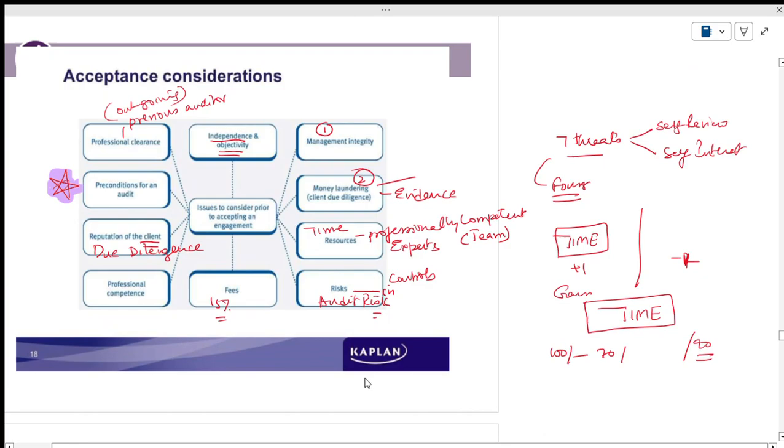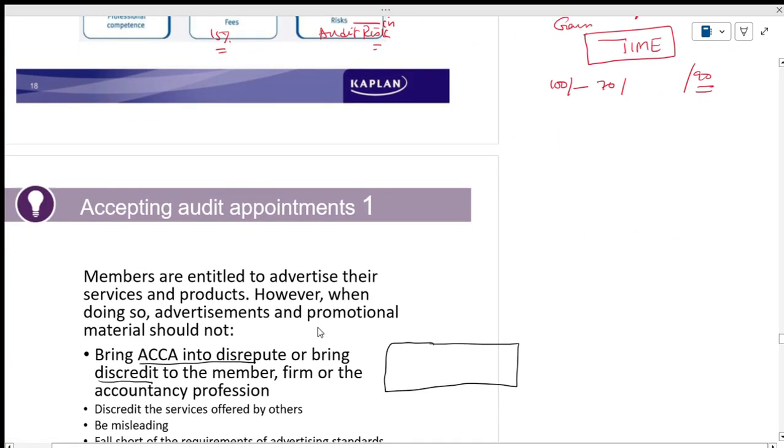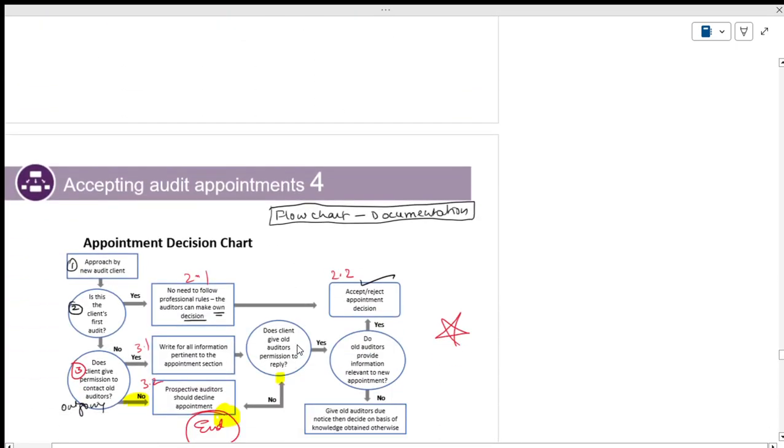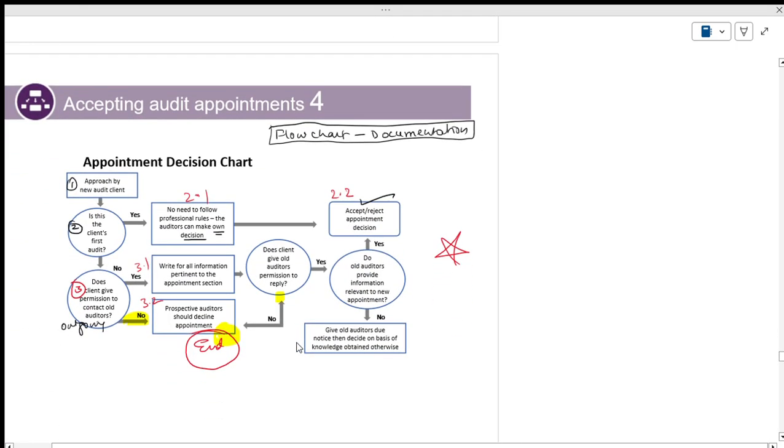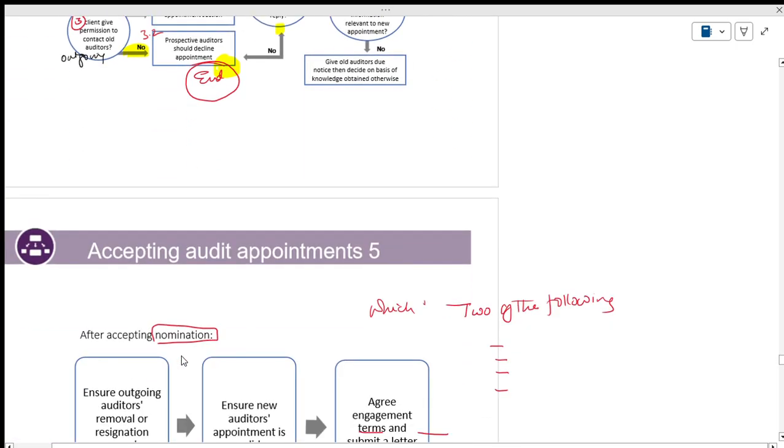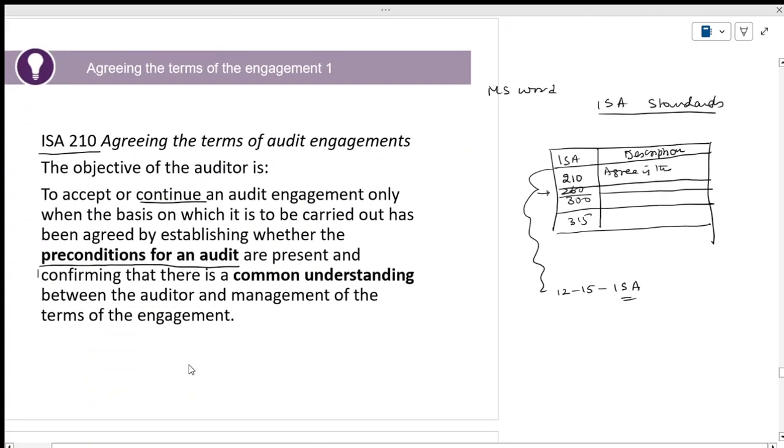First you have to think from the non-audit perspective, then from the audit perspective. If you are having resources, then you have to communicate with the external auditors and get the response. These are the preconditions. Once you make sure that the preconditions for an audit are present, there is a common understanding. Wherever there is bold lettering, these are the keywords.